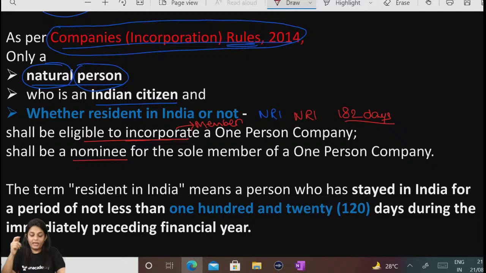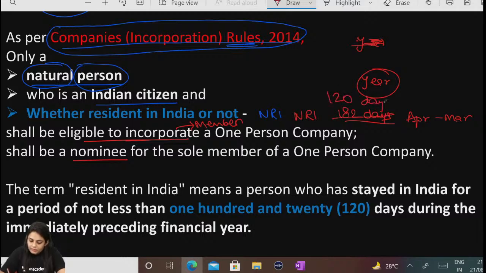In law, if only the word year is used, it's a calendar year, whereas if it is the financial year, it means April to March, correct? So, if in the immediately preceding financial year you have stayed in India for at least 182 days, then we consider you a resident of India. However, now they have changed this 182 days to 120 days.